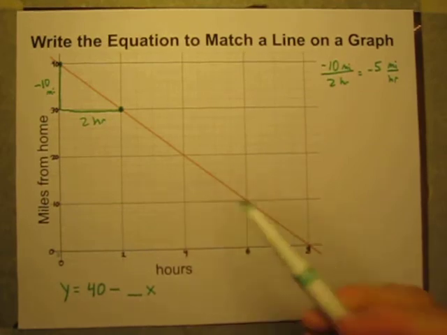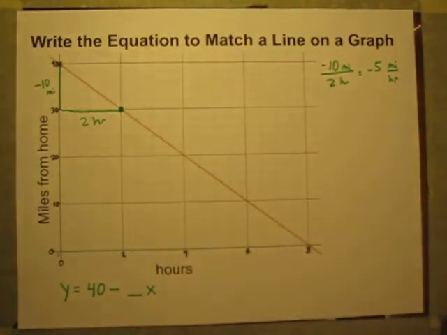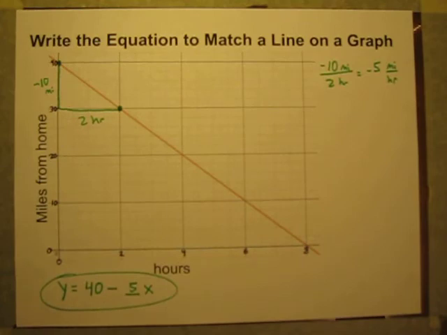Notice that the line is going down. This is a negative slope, a negative rate of change. So this is going to be minus 5 miles per hour. There's another reason I know why that's a negative sign: 40 minus 5 miles per hour times x hours. And so right here, that is our equation.